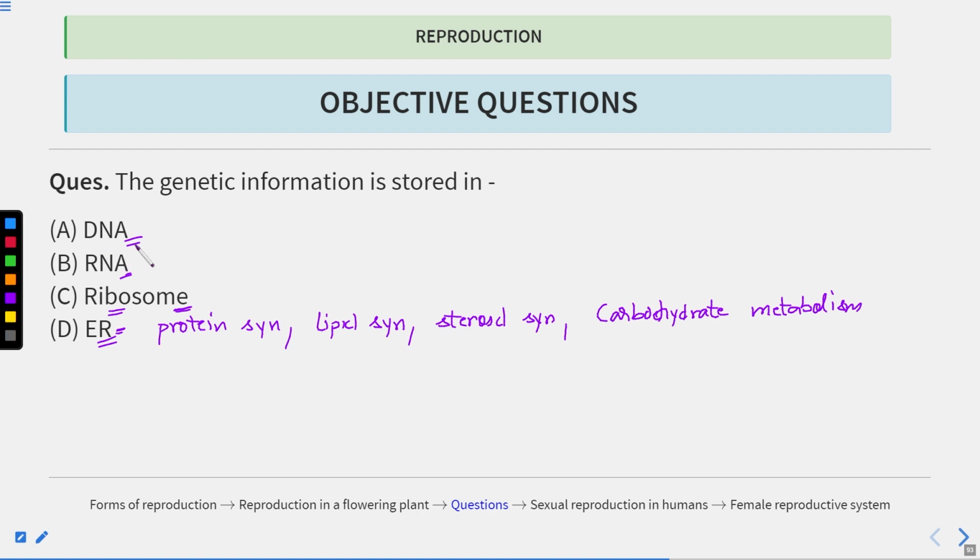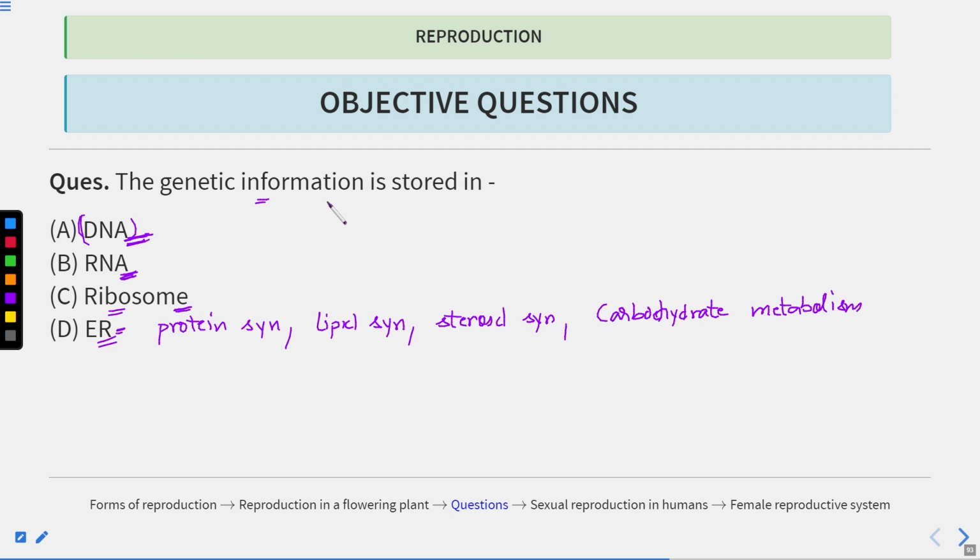Clear? So genetic information. So earlier RNA was the genetic material initially. Then later on there were some modifications, and now DNA is the genetic material, means it stores all the information. Okay, DNA is more stable than RNA. Okay, structurally also, chemically also. So now DNA is the genetic material. Okay, and it carries all the information.